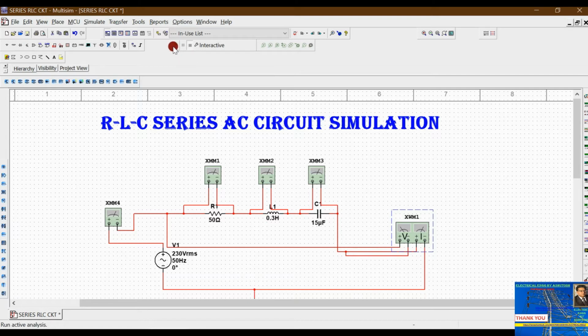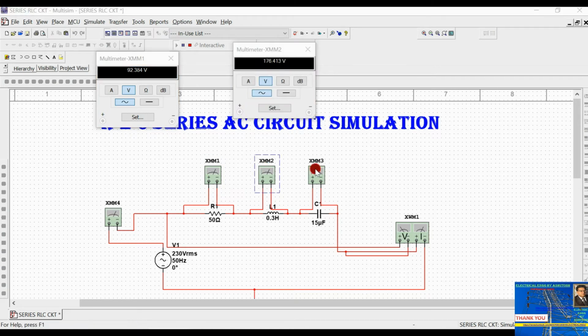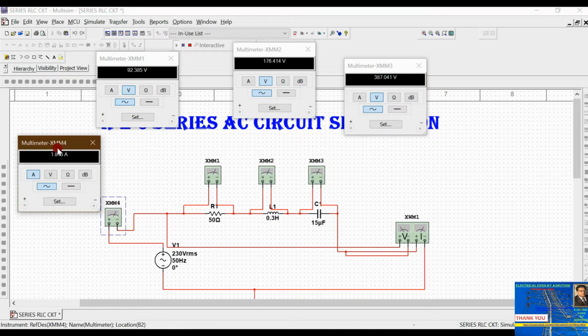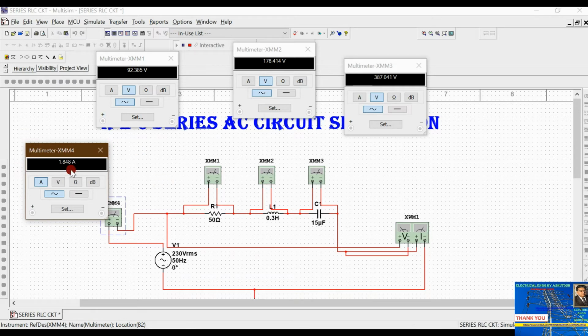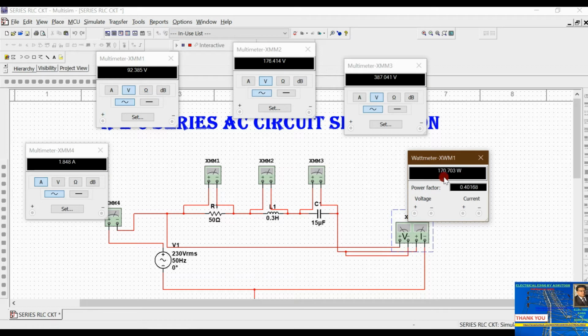Now whenever you click on this green button, there will be readings on each voltmeter. These are the voltages: this is the voltage across the resistor, this is the voltage across the inductor, and this is the voltage across the capacitor. And you can see the ammeter current. What is the ammeter current? 1.848. And this is the wattmeter reading, 170.703, the total actual power, and this is the power factor, 0.40168.